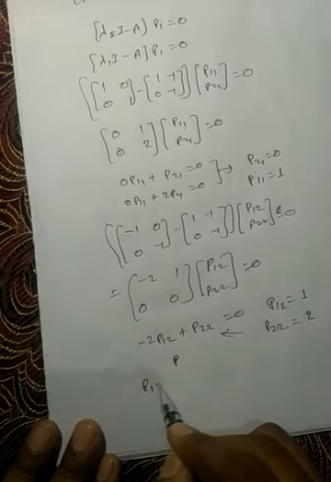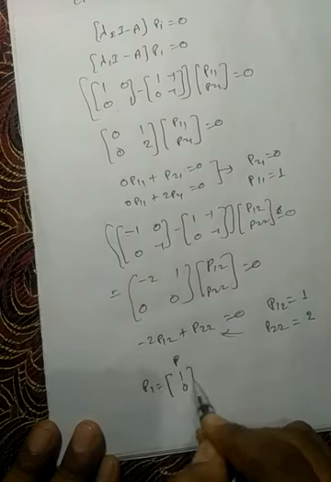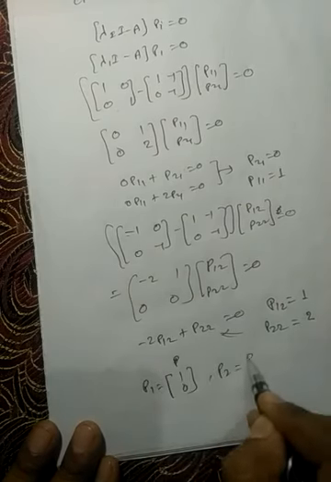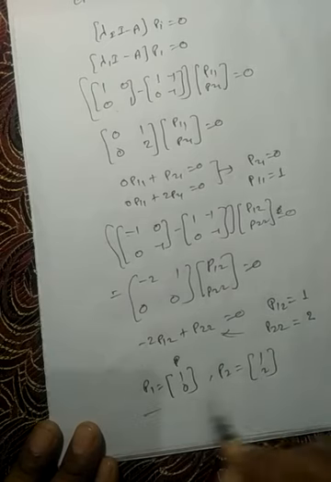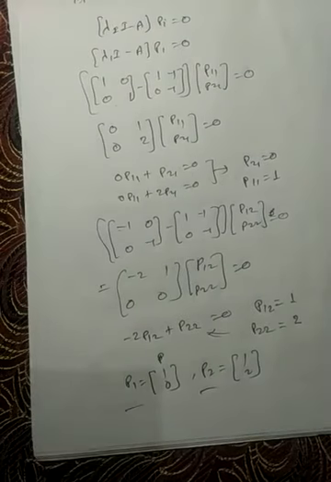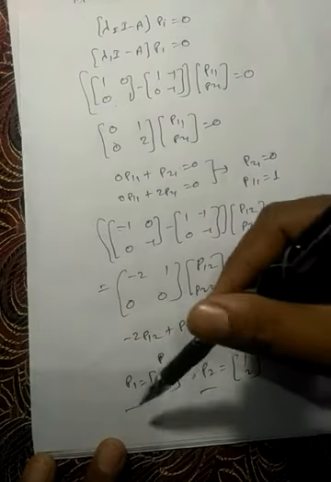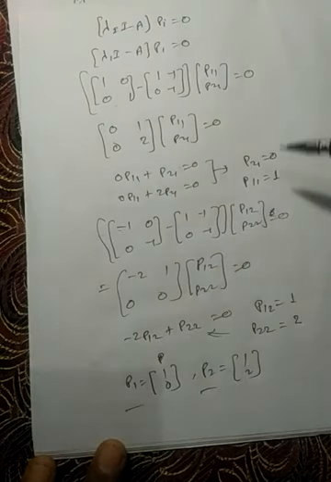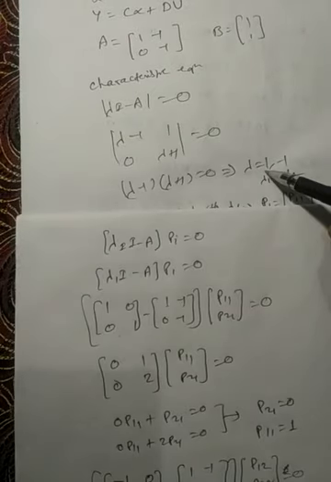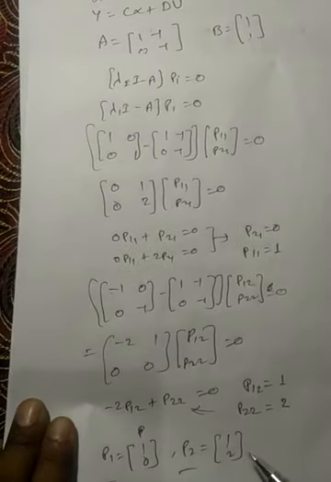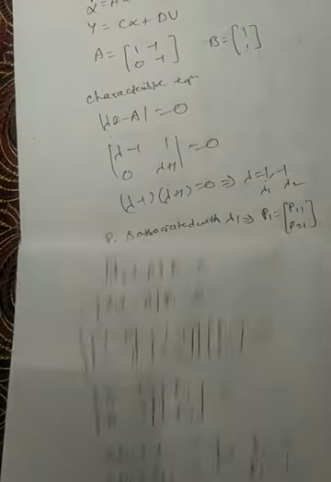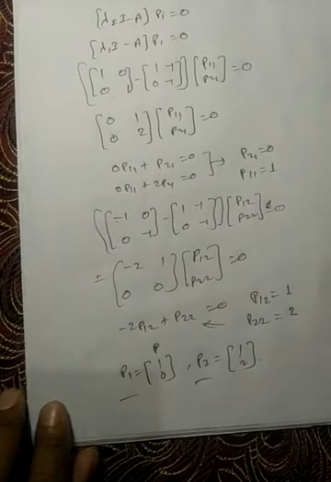Finally, P1 is equal to [1; 0], P2 is equal to [1; 2], and these two are the eigenvectors for matrix A. This P1 is associated with lambda is equal to 1, and this P2 is associated with lambda minus 1, right?